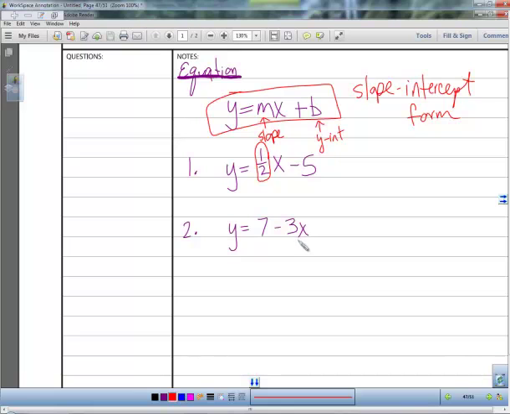Okay, and number 2, this one looks a little bit different because it's not in slope-intercept form, but we can still find the slope. So my slope is my coefficient that is connected to my x, which is going to be -3. So my slope here is -3 for number 2.